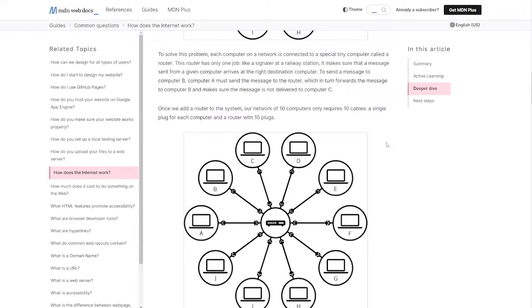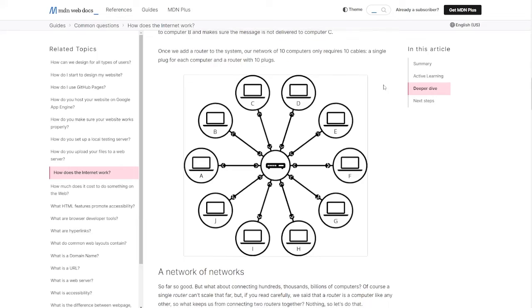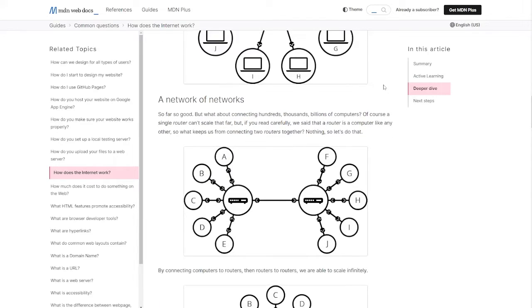Once we add a router to the system, our network of 10 computers only requires 10 cables, a single plug for each computer, and a router with 10 plugs. A network of networks. So far, so good. But what about connecting hundreds, thousands, billions of computers?